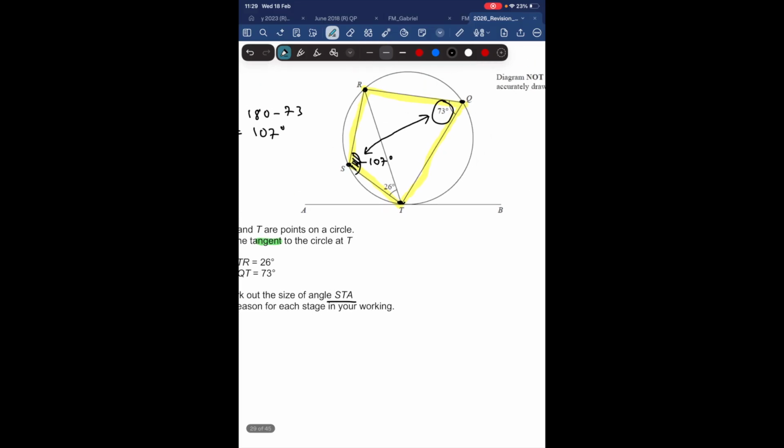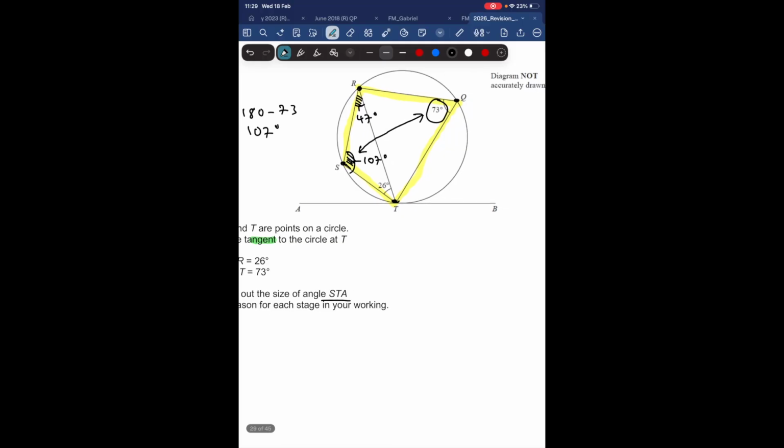Now, the other thing I can immediately work out is that I've got a triangle here. I've got the triangle SRT. We know that the angles in a triangle add up to 180 degrees. I know that this angle is 107 and I know that this angle here is 26 degrees. So I can work out immediately what this angle here is. If I add that 107 to 26, and then take that away from 180, I'm going to get 47 degrees. So this angle here at the top is 47 degrees.